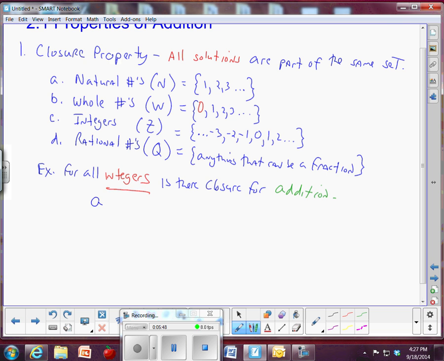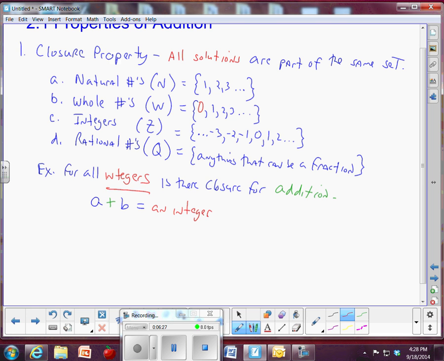No matter what integer a, if you add it to another integer b, in other words, we're adding up two integers. Here's the point. No matter what two integers we add, will we always get an integer? Do we always get an integer no matter what two integers we add? And the answer is yes. No matter what two integers you add, you are always going to get an integer.